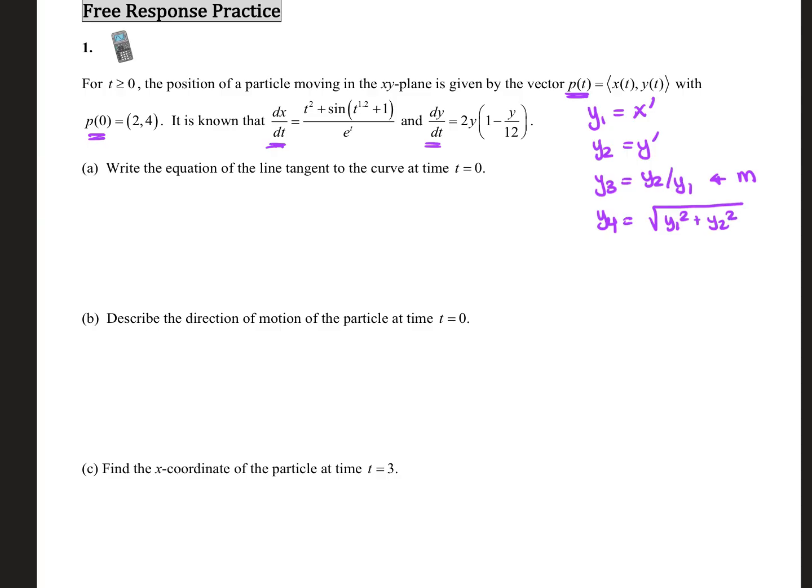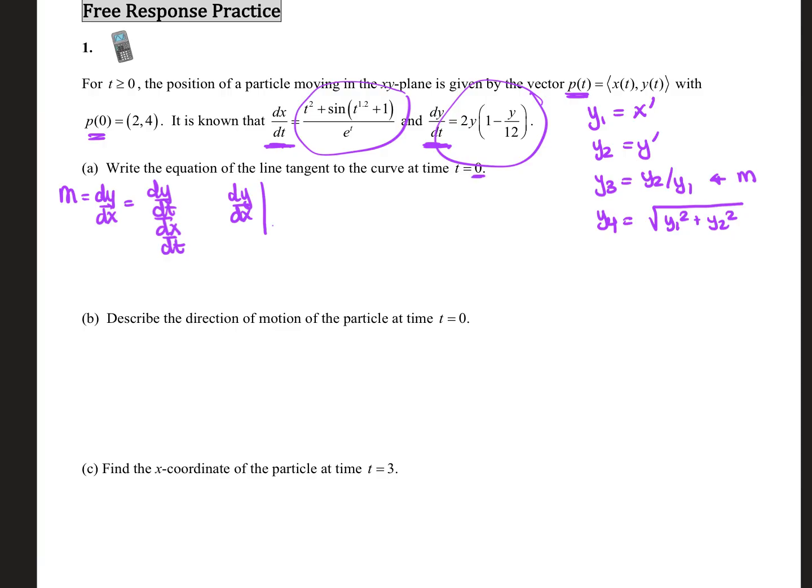So part A, write the equation of the tangent line at time equals 0. So if we want the tangent line, the first thing we need is the slope. So make sure you write dy dx is the same thing as dy dt over dx dt. Or physically write dy dt over dx dt with the equations. Either one's fine. But now you're going to have to find dy dx at a certain time.